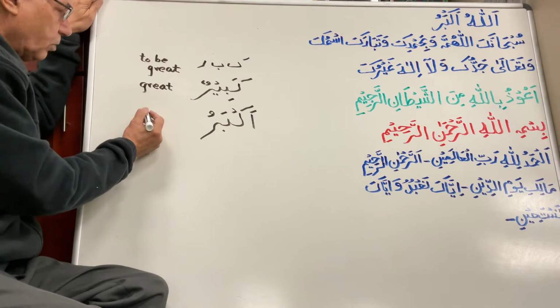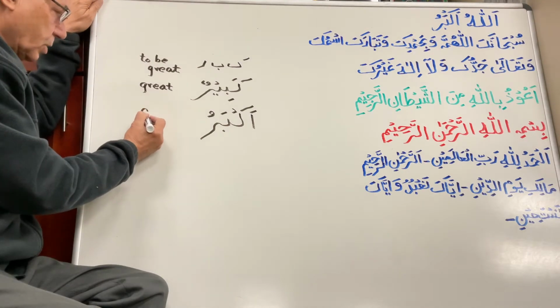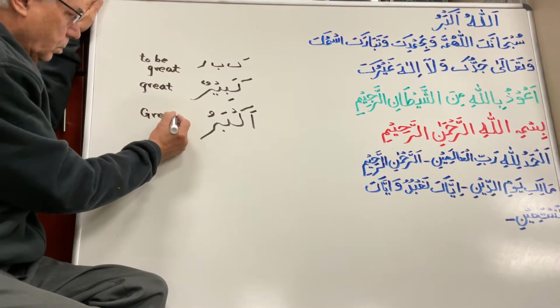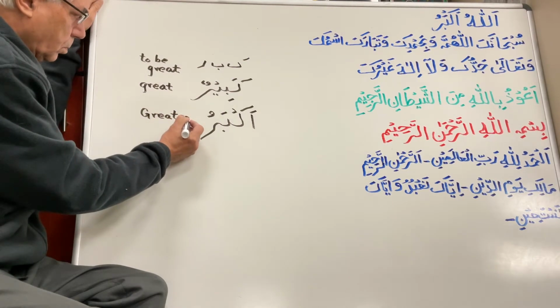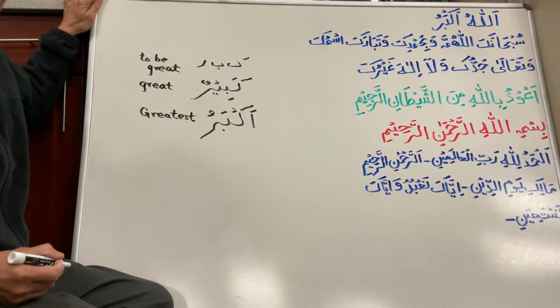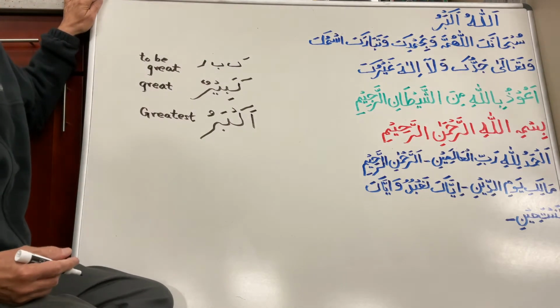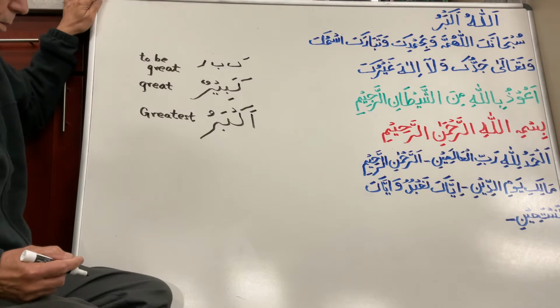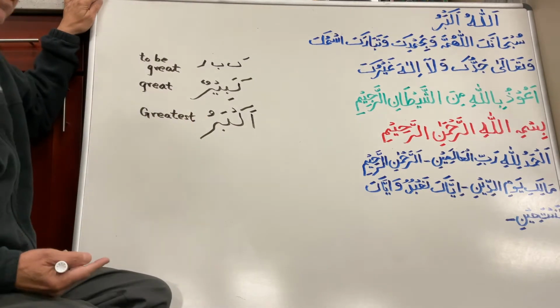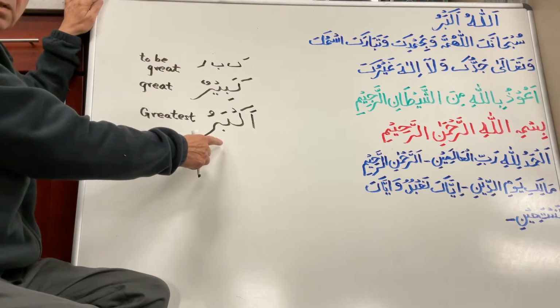And what is the meaning of superlative? Greatest. So can I ask you a question? Mm-hmm. In the 99 names when we read, some of the places are always ending with u. Ya Karimu, Rahimu, Jabbar, Mutakabbir. So that makes it superlative, if it is in that format?